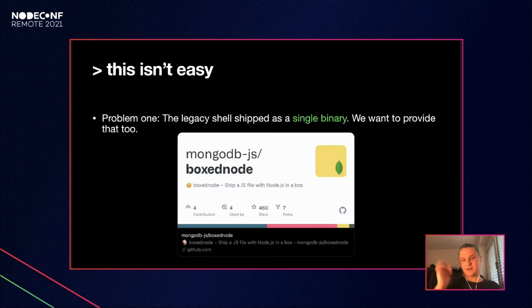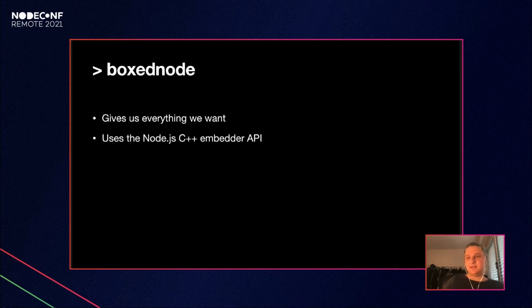And so that is how we came up with Boxednode, where the idea is you take a JavaScript file, you take a Node.js version, and you put the two together and ship it in a box. It checked off all the points on that list. It uses the Node.js C++ embedder API to achieve that. And there's one big downside to doing this, which is it needs to compile Node.js from source. No way around that, especially if we want to include native add-ons. But overall, we're very, very happy with that.